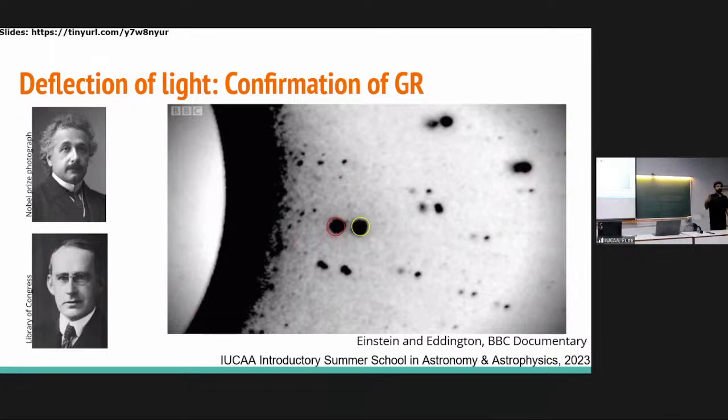So this confirmed the prediction from general relativity of what exactly this difference should be, and how it should scale as a function of distance away from the sun. So all these things were tested in that particular experiment, which was carried out by Eddington.